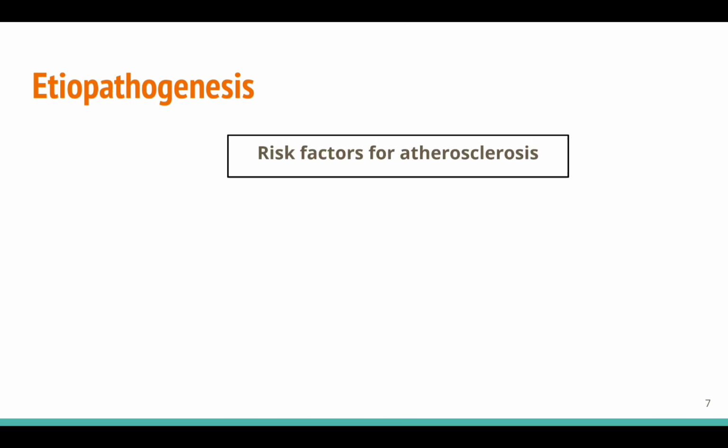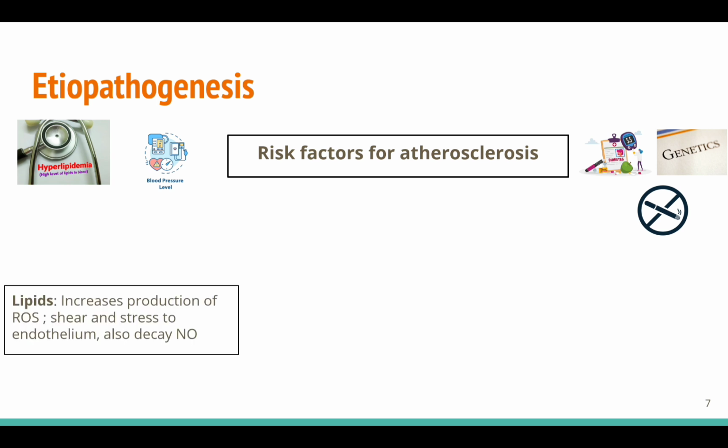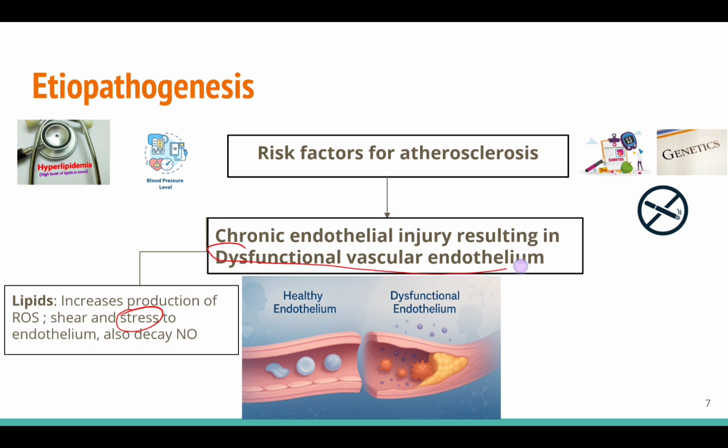Talking about etiopathogenesis of atherosclerosis, all those risk factors that we talked about earlier, such as hyperlipidemia, high blood pressure, diabetes, genetics, and smoking, these all are the main culprits for causing atherosclerosis. When there is increased amount of lipids, there is increased production of reactive oxygen species, which cause stress to the endothelium. They also decay nitric oxide, which is a potent vasodilator. These factors result in a chronic endothelial injury and a state known as dysfunctional vascular endothelium.